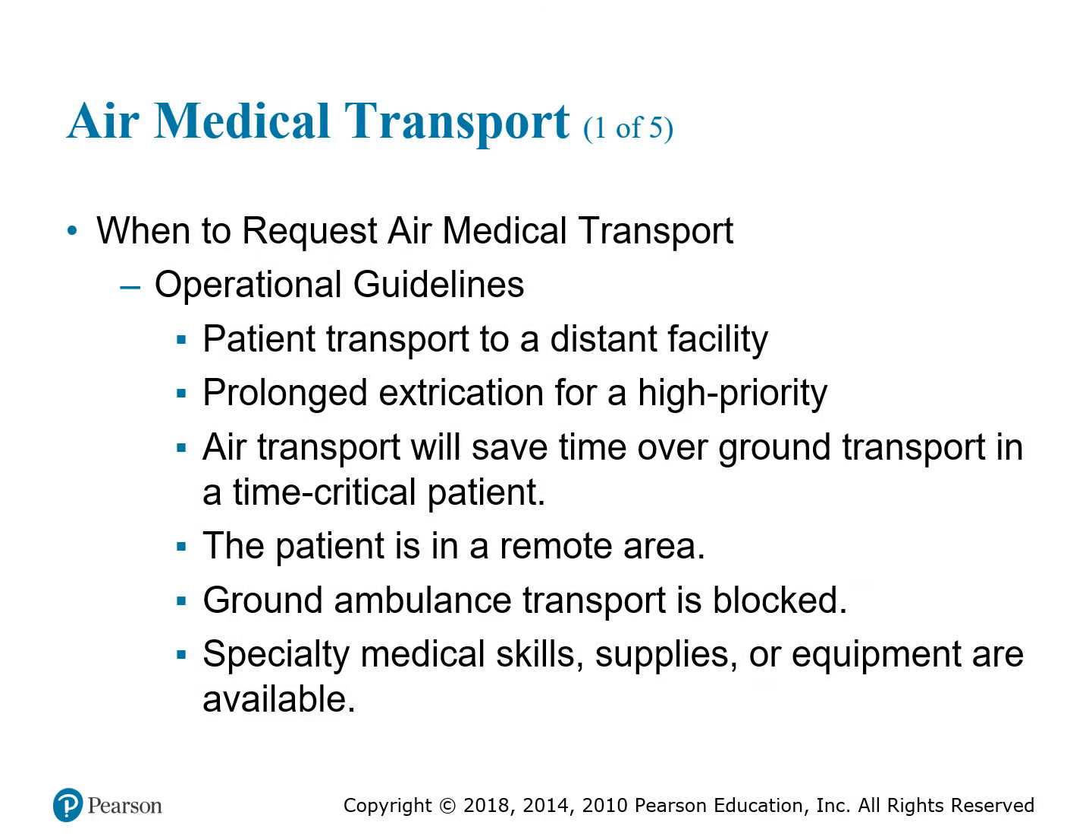When does a patient require air medical transport? Operational guidelines: patient transport to a distant facility, or prolonged extrication of a high priority patient. Air transport will save time over ground transport in a time-critical patient. The patient is in a remote area, or ground ambulance transport is blocked. Specialty medical skills, supplies, and other equipment are available in air transport.